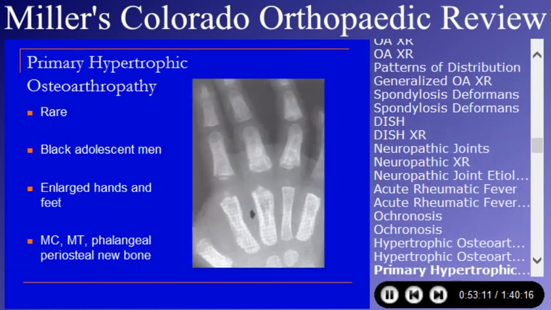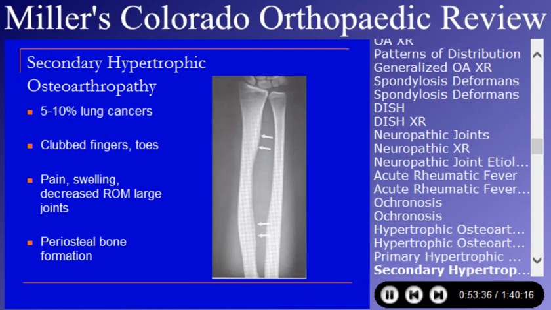There is a primary hypertrophic osteoarthropathy that is showing up in all the books now, so it's bound to show up on the test soon. It's much less common, occurs in adolescent black men. They have enlarged hands and feet because of this dactylitis or periosteal new bone formation, and it is not associated with lung diseases. The secondary form occurs in 5 to 10% of people with lung cancers.